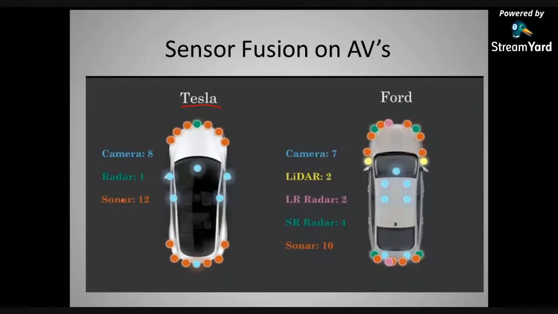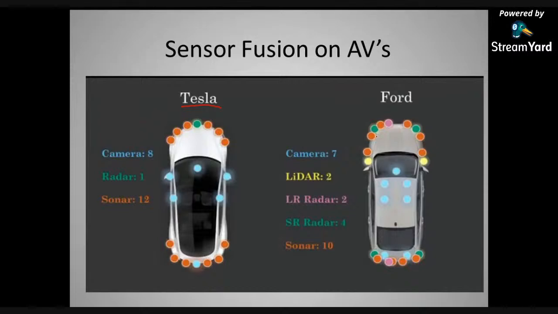Sonar, which is in orange color, you can see 12 sonars are being used on the car. Six are used on the rear side and six on the front side. And also a radar, the green color one, is used on the front side of the car. And also eight cameras are being used. Of the eight cameras, two are placed on the side mirrors, one is in the dashboard at the top of the windshield, and the other cameras are placed on the sides of the car.